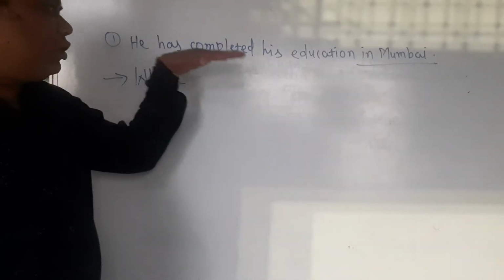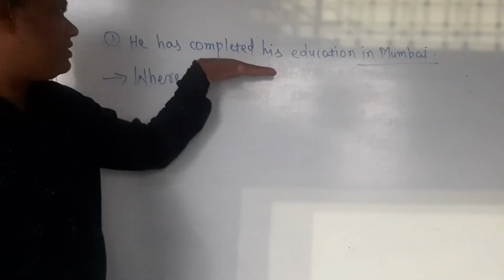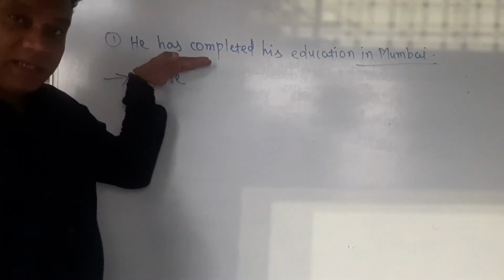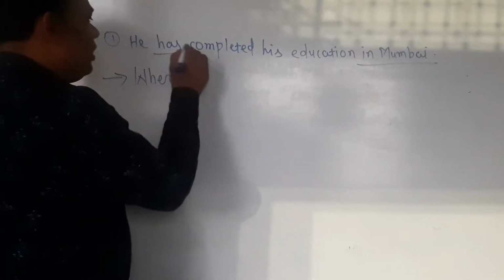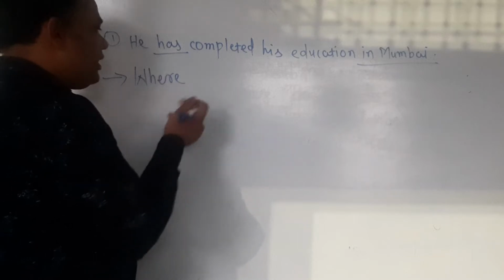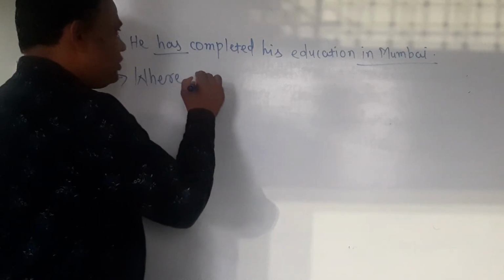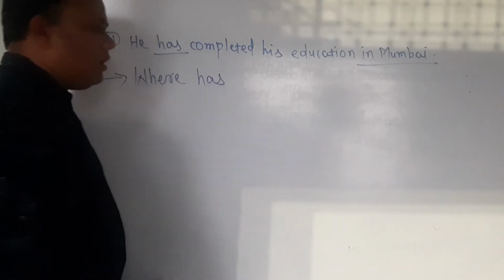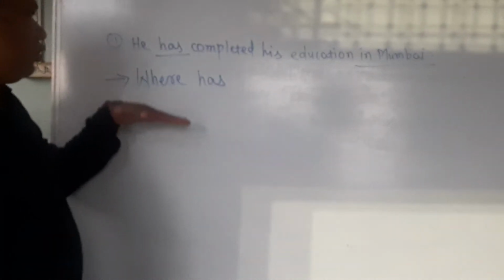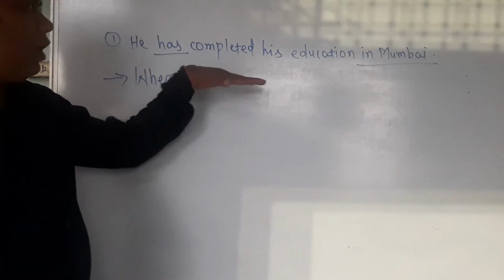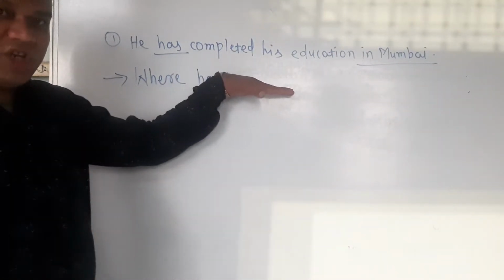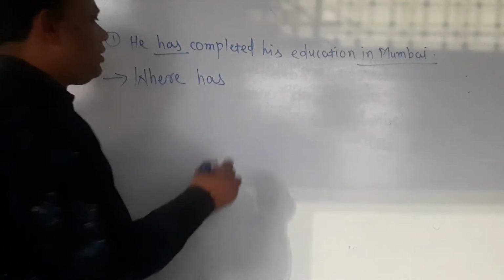Now as I told in the structure, after using the WH word we have to use a helping verb. Do you find any helping verb in this sentence? Yes, it is there. What is there? Has is the helping verb. So if a helping verb is present, then the same helping verb we have to use. Where has. So as per the structure we have used the WH word, we have used the helping verb, and now we have to use the subject. What is the subject? He.